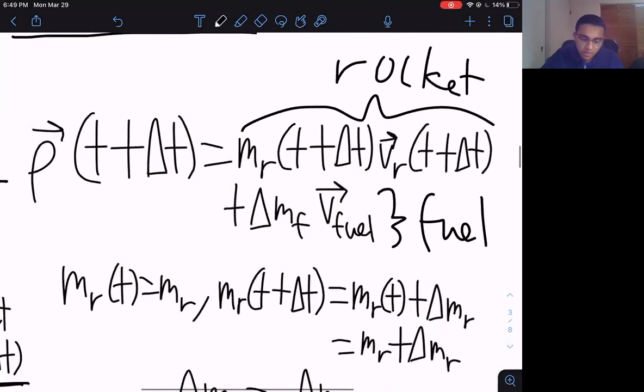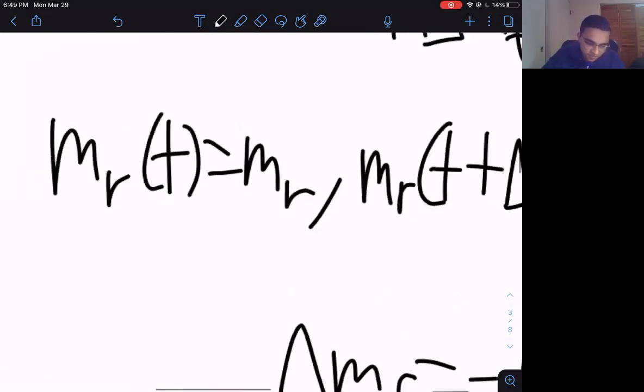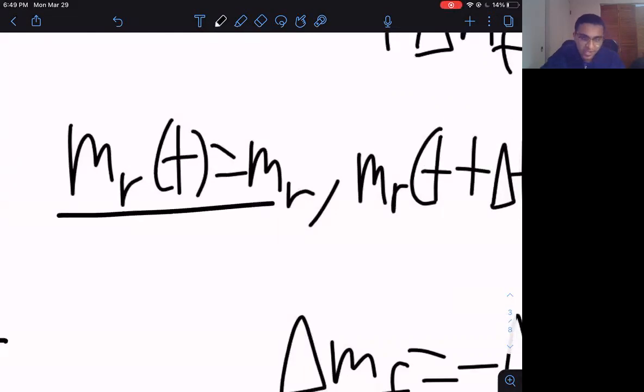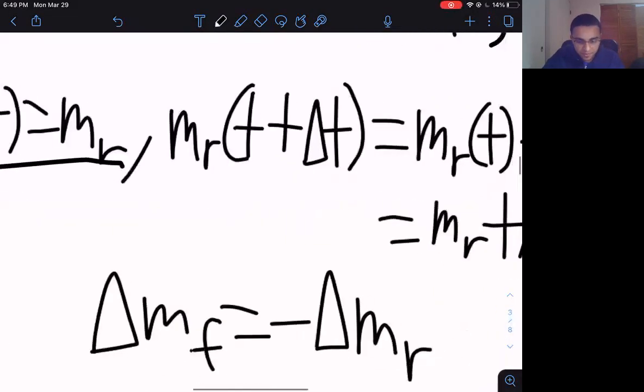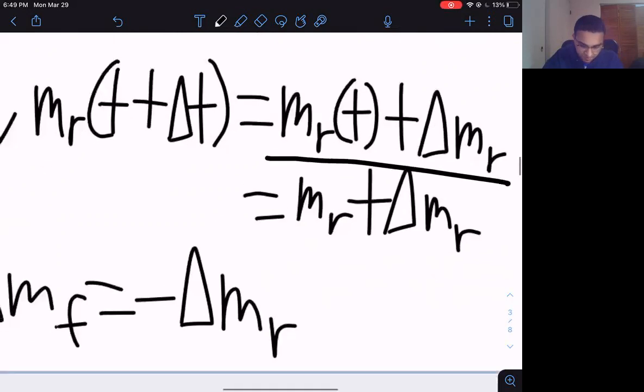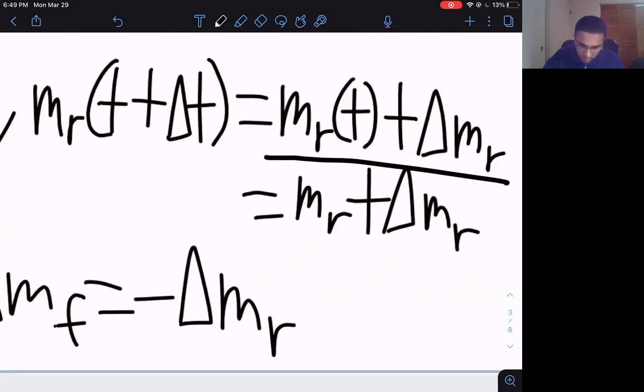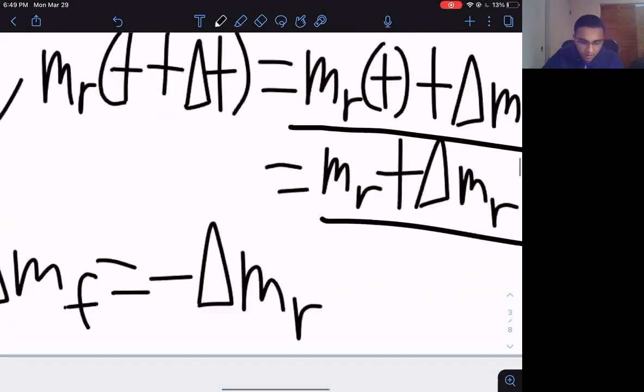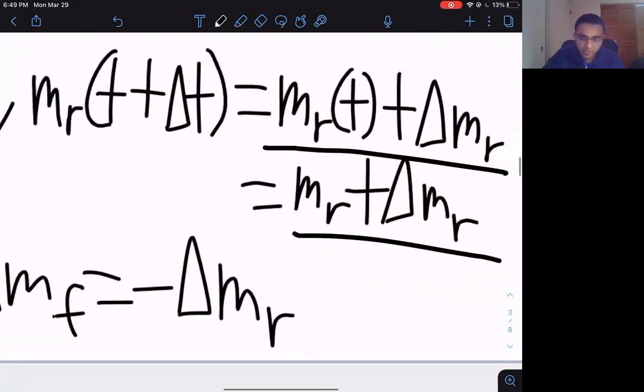So keep in mind our momentum expression from before. We're going to make some simplifications. So this is shorthand right here. m sub r of t is m sub r. And then here you have m sub r of t plus delta t. You can just express that as m sub r of t plus delta m sub r. It's just a change in the mass of the rocket plus the mass of the rocket. And so again, this is unsigned stuff right now. And so after that, you just use the shorthand from here to here.